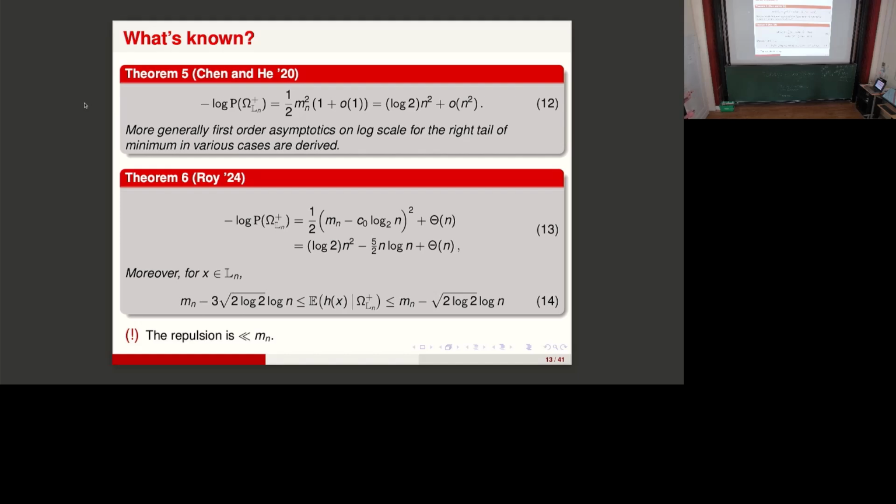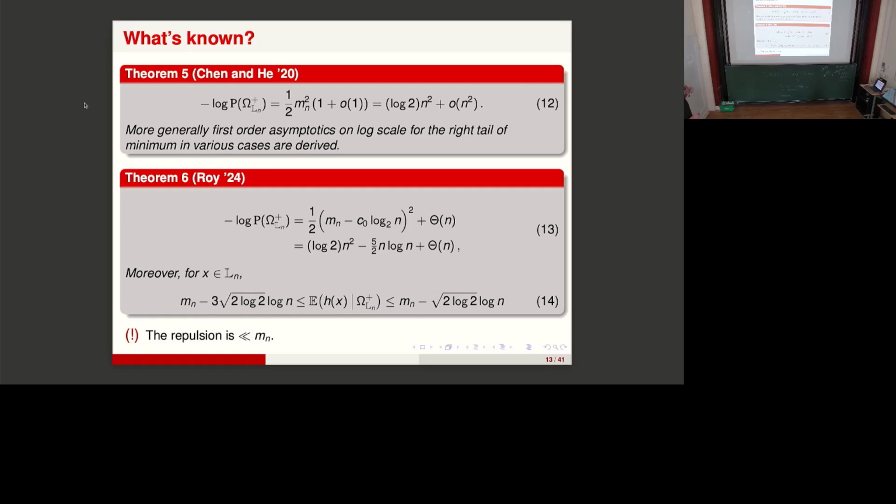We wanted the leaves to be positive. So there are first order results by Chen and He from 2020. They analyze branching random walks in much more generality, but they only give first order results. They do it, as you'll see in a second, as a large deviation problem, and so they derive a large deviation principle. So they're more interested in the probability of this event.